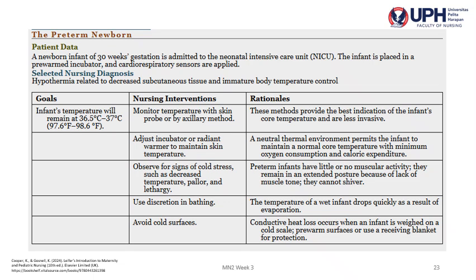This is a case study for a preterm newborn. So we have a newborn infant of 30 weeks gestation admitted to the NICU, and the infant is placed in the pre-warmed incubator with the cardiorespiratory sensors applied. And the nursing diagnosis that we can choose for this patient is hypothermia because there is a decrease of subcutaneous tissue and immature body temperature control. And the goal is to keep the temperature between 36.5 to 37 degrees, with continuous monitoring of temperature as well as the incubator. And we also observe the signs of stress, limit bathing, and avoid cold surfaces.